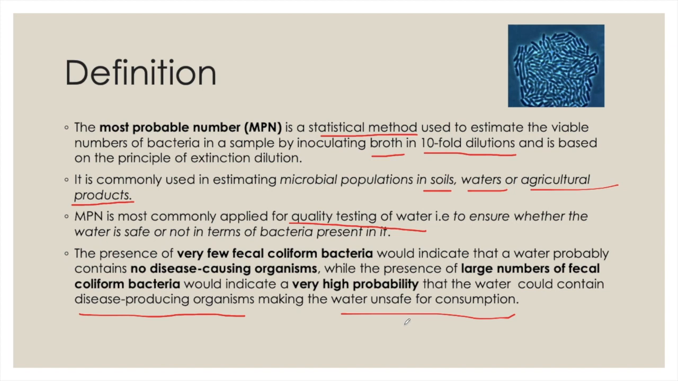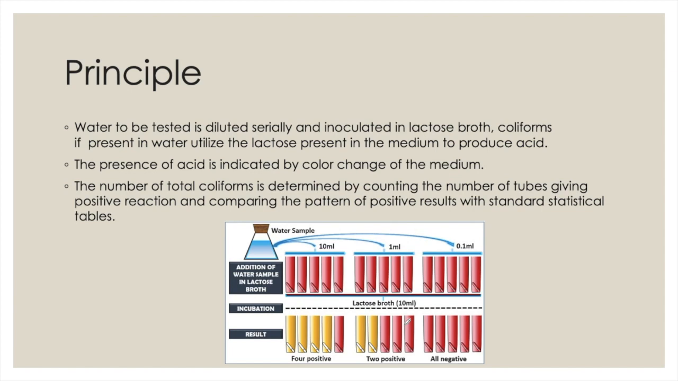So this is the definition. Now we will move to the principle portion of this. On what principle is this based? The MPN test: the water to be tested is diluted serially and inoculated in lactose broth, and coliform, if present in the water, utilize the lactose present in the medium to produce acid. This is the basic principle.